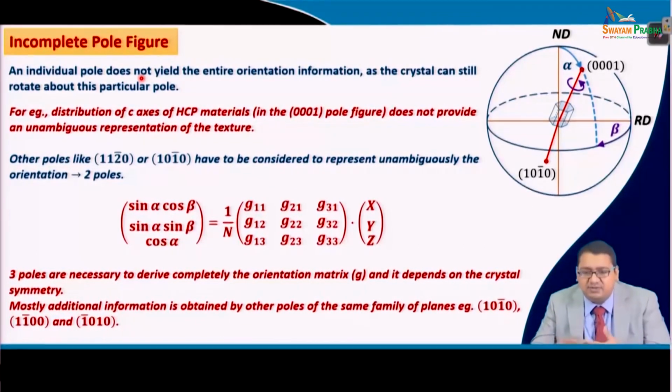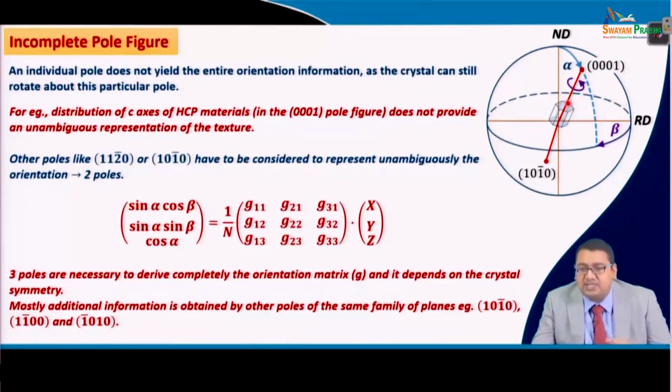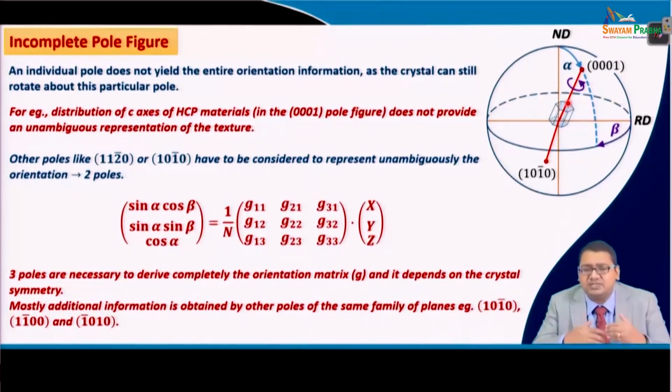Say, for example, let us take this hexagonal crystal, and this figure you have already seen. If we are showing the 0001 pole figure and observing the 001 pole, we can see that it has only one pole, or if it has two poles, then the second is the reflection of the first pole, the negative of that pole.